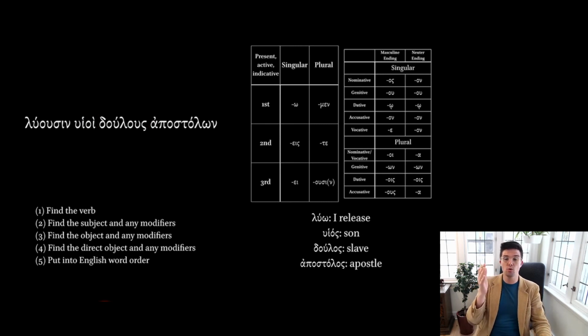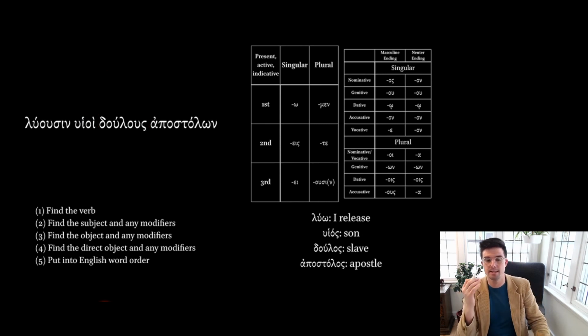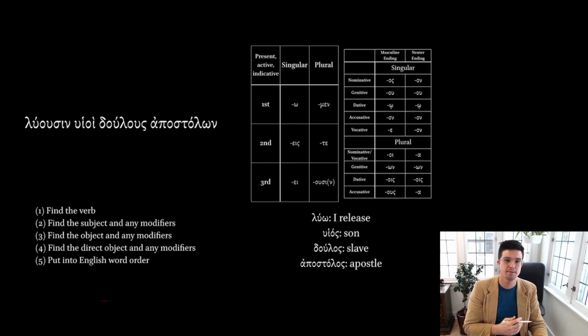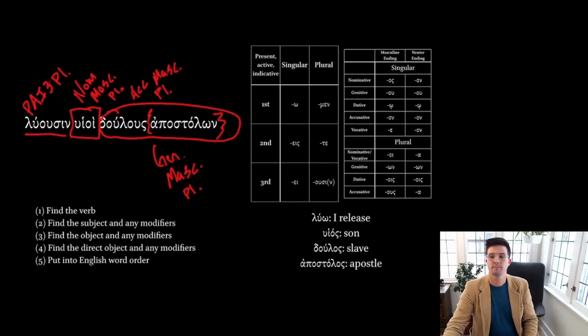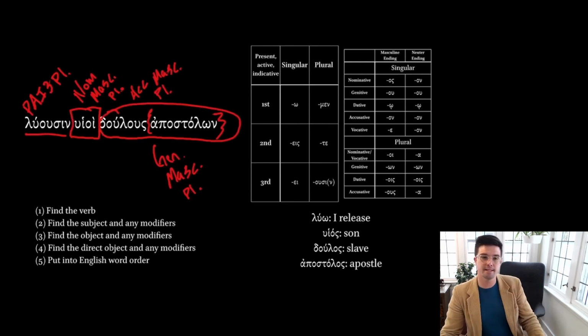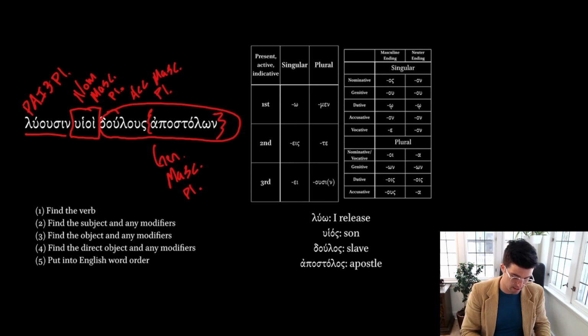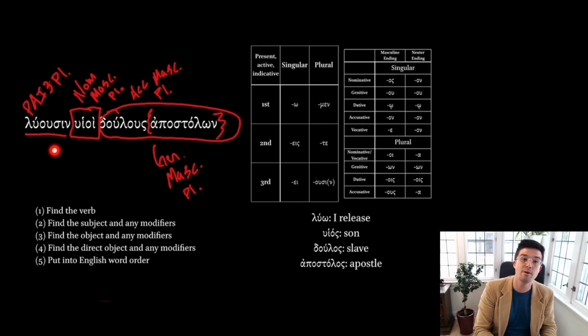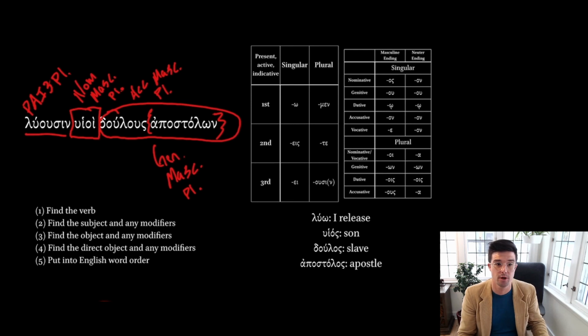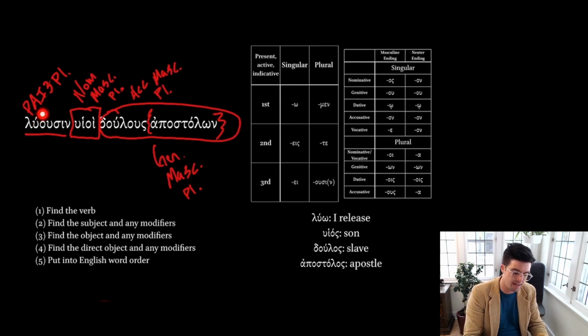And let's do one more. Pause the lecture and see if you can translate this brief sentence. Luusin huioi doulos apostolon. And so my marking of this sentence is going to look like this. When I look for the verb, once again, we find it as the very first word in this sentence, luusin. And it's going to be a present active indicative, 3rd person plural. We get that information from over here about the 3rd person plural with our ending.